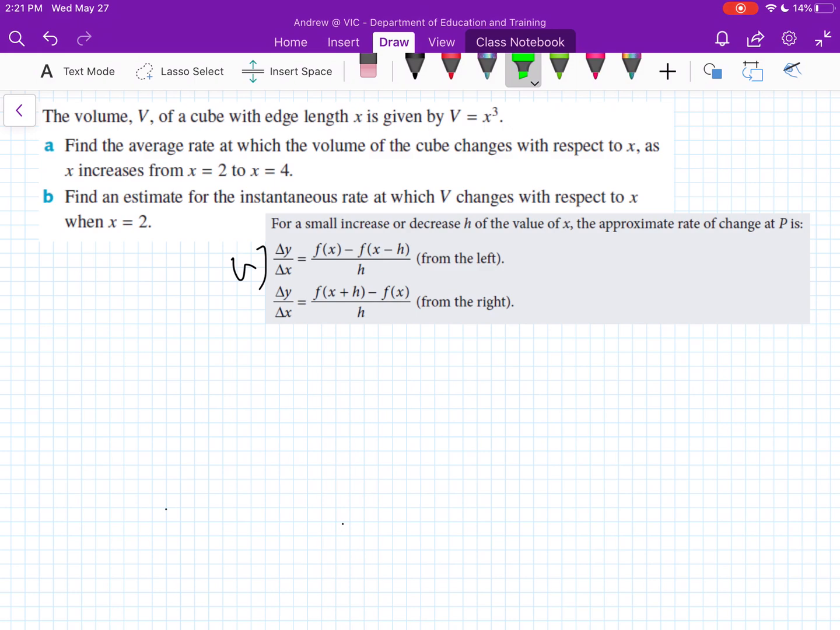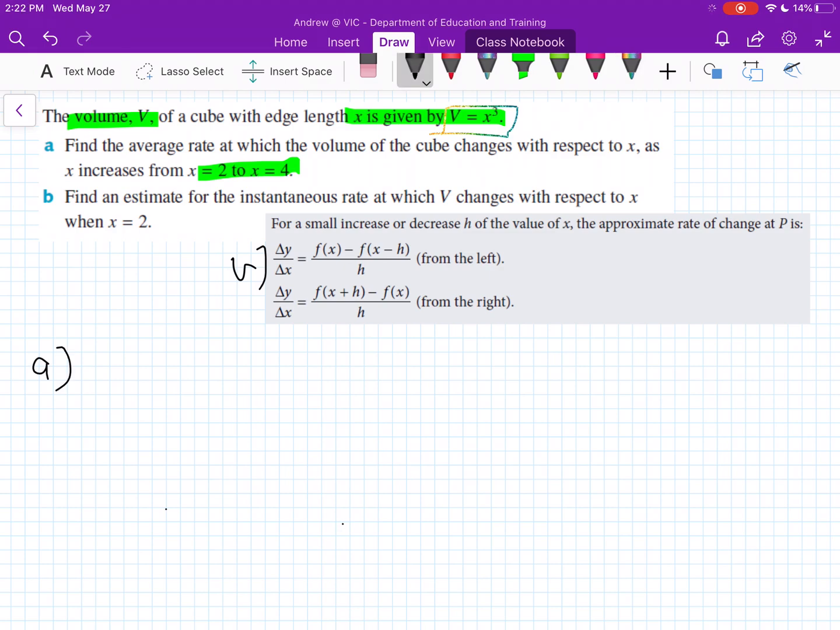So the volume of a cube with an edge length x is given by this equation. V is equal to x cubed. Alright? So we need to find the average rate of change of the volume of the cube with respect to x as x increases from 2 to 4. Okay, so it's looking at those points from 2 to 4. So we've been given a function here, so we can now use essentially our average rate of change formula for our function.